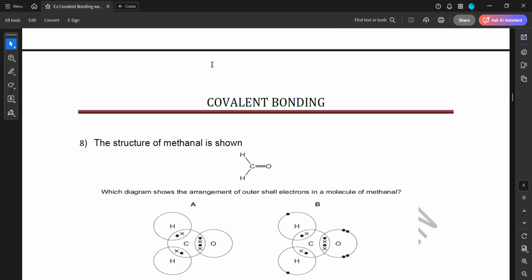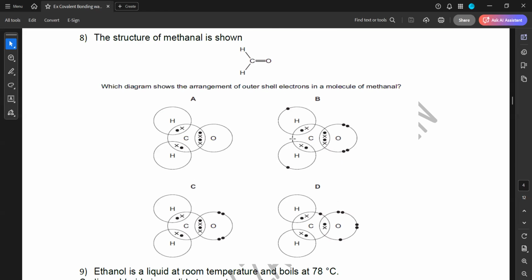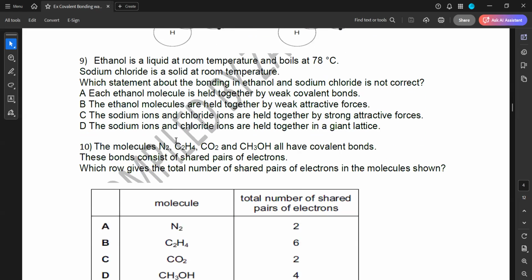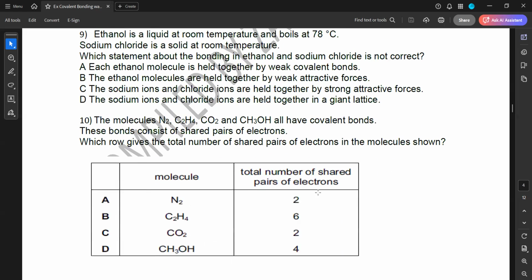Question 8, any doubt? The correct answer for question 8 is C. Question 9, any doubt? When we have a covalent molecule, they have a weak intermolecular force.